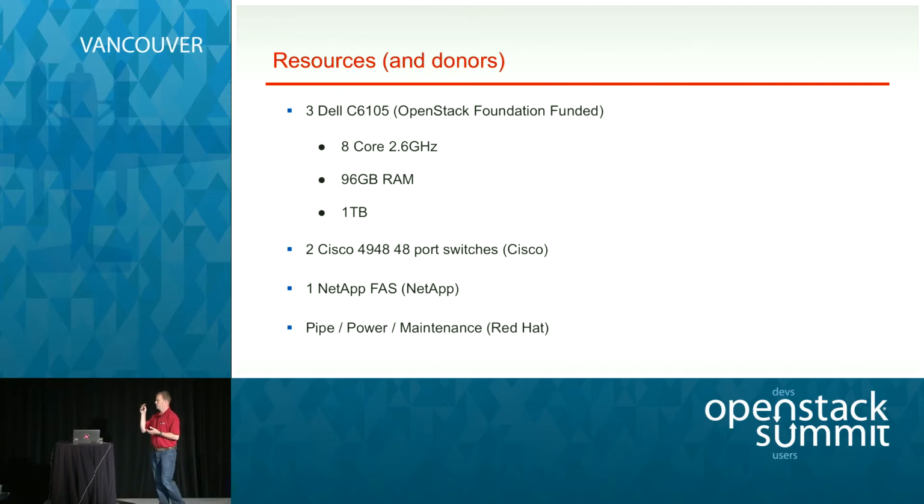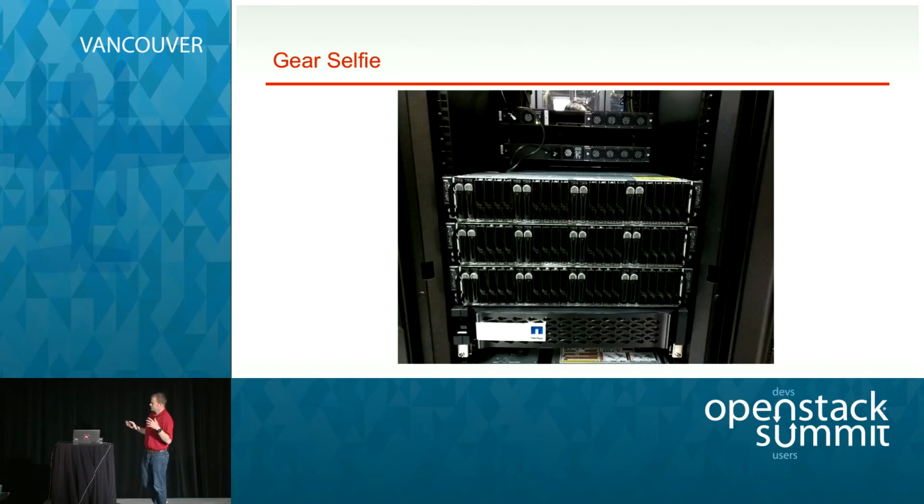Once those get in and we finish racking them, we'll have 5 of these Dell boxes. Right now we've got 2 Cisco 4948s to take care of the networking. We've also got 2 more switches coming, some Juniper switches that have been purchased to test more in-depth networking cases with RDO. So we're going to look at doing some bonding and other networking like that. We've got the NetApp 2500 series FAS, and the power and maintenance right now is done by Red Hat. Here's the selfie of the gear.